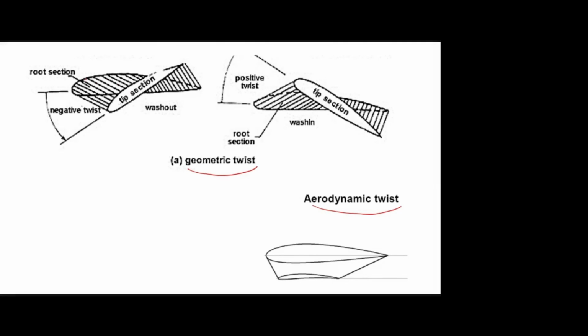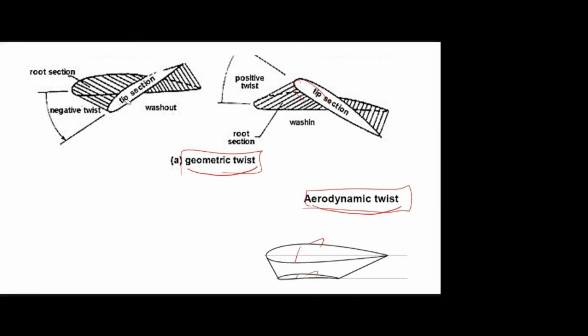If you change the root section and tip section airfoil angle of attack or incident angle, that is called geometrical twist. Compared to the root section airfoil, the tip section may have a lower angle or higher angle. If you twist like that, that is geometrical twist. Aerodynamic twist means by changing the airfoil profile from root to tip, we can introduce a small twist. And by changing the incident angle, we produce a geometrical twist.